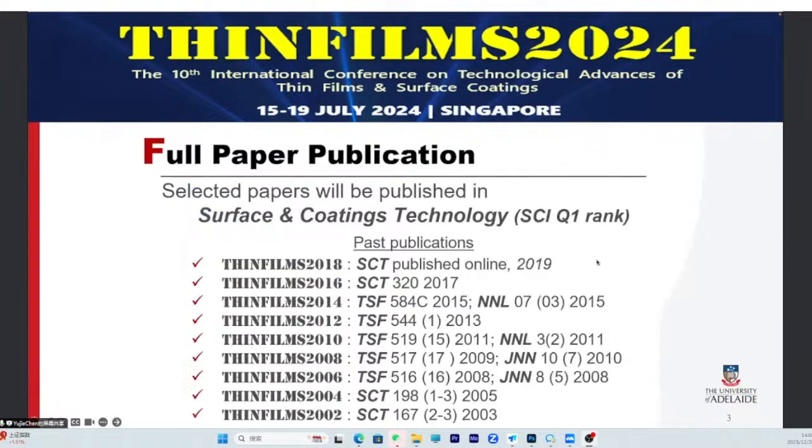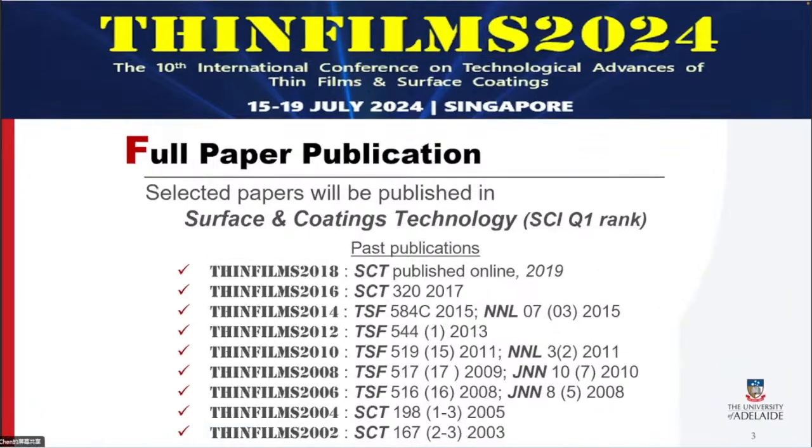We also publish papers, and this year the selected papers will be published in Surface and Coatings Technology. It's an SCI Q1 journal, and we know that this journal is one of the top journals in the field of surface and coatings. All the submitted papers still need to undergo the peer review process.